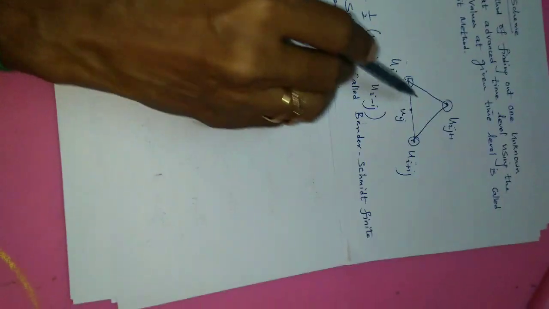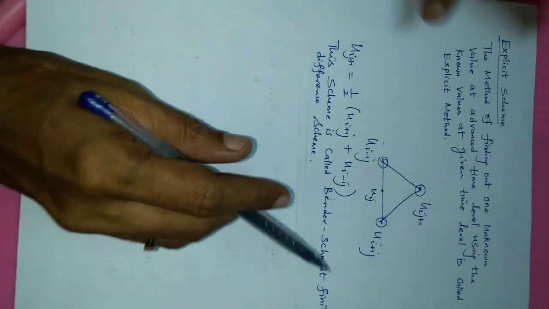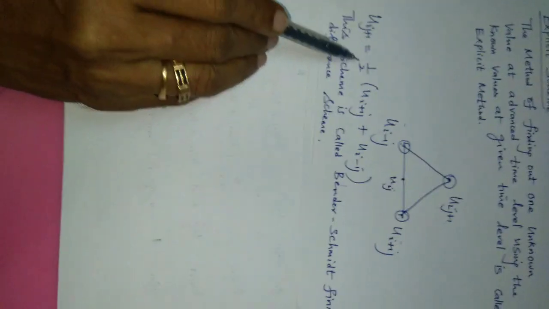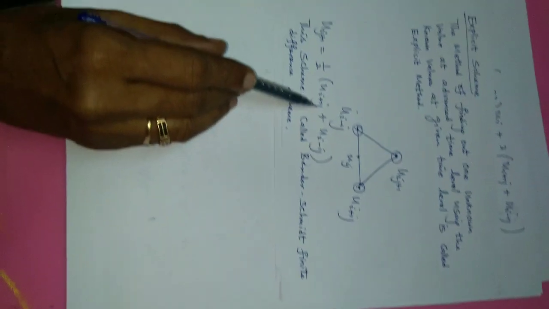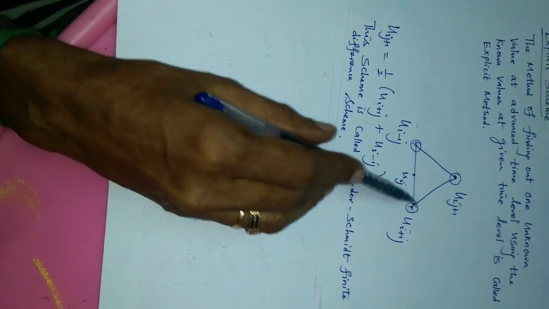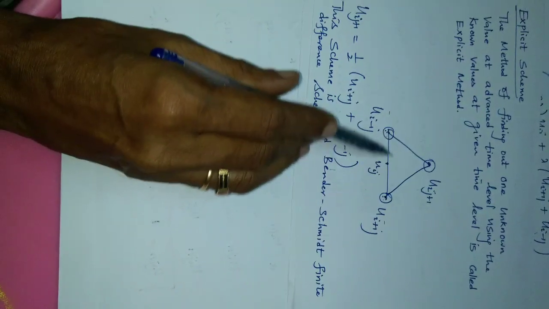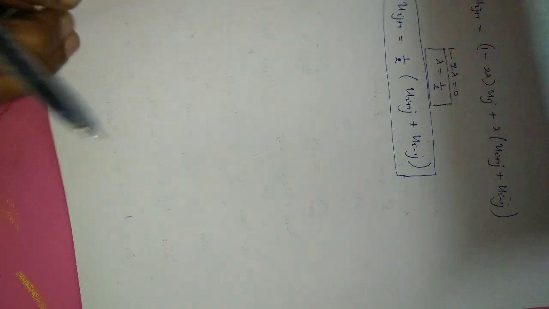So this finite difference scheme according to Bender is nothing but the outcome of what we have derived already: u_i,j+1 equals 1 by 2 times (u_i+1,j plus u_i-1,j), that is the average value of these two. We have already eliminated u_ij by setting lambda equal to 1 by 2. So we will take only the extreme values. This scheme is called the Bender-Schmidt finite difference scheme. We will do some numerical problems for better understanding.